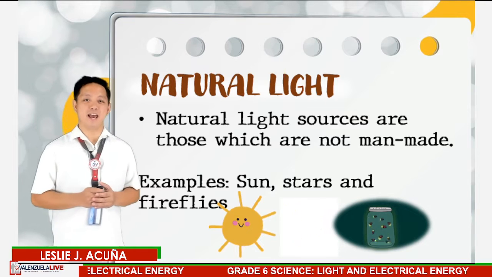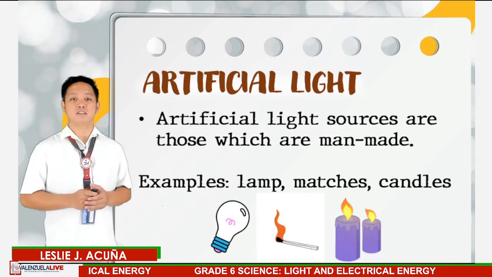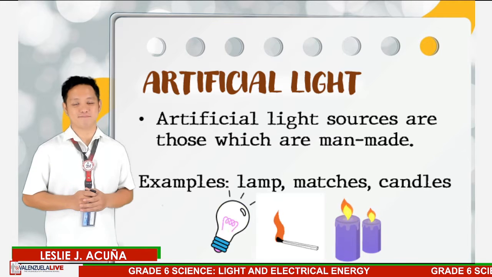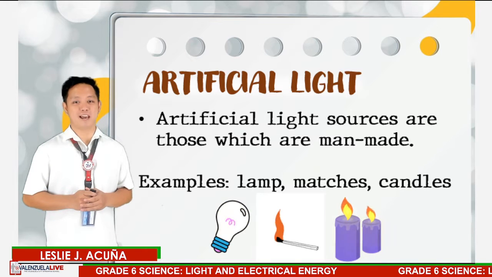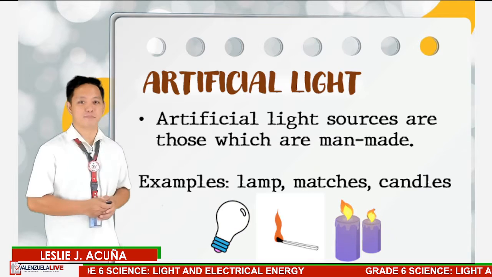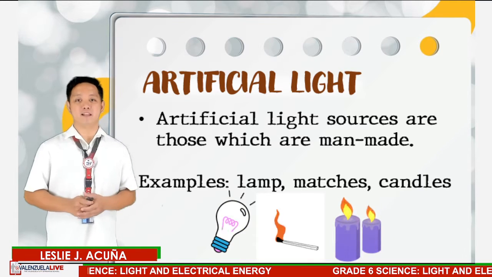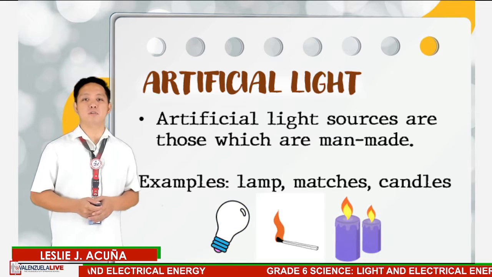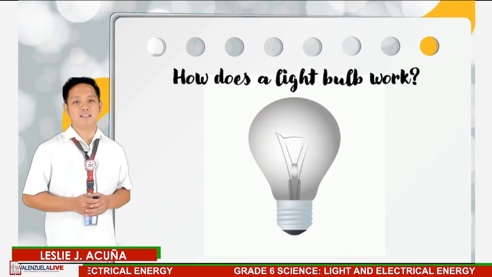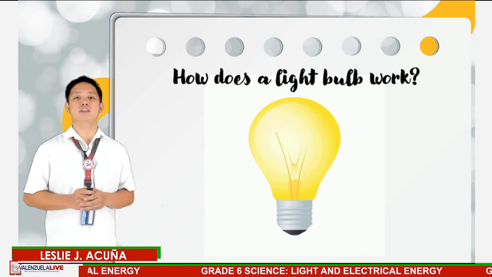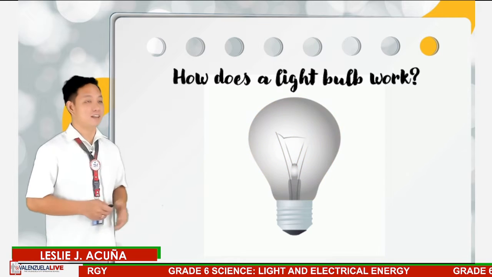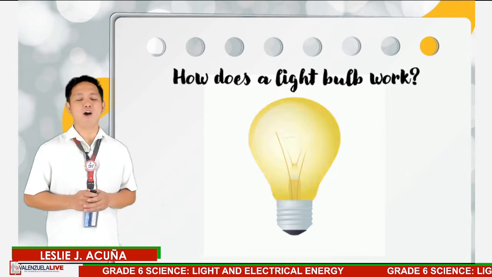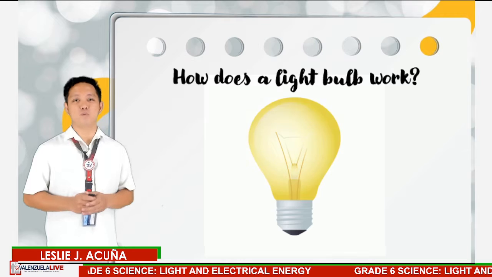While the artificial light sources are those which are man-made. Examples of artificial light are lamp, matches, and candles. One of the examples under the artificial light that we commonly see and use in home and in school is the light bulb. But do you have any idea how does a light bulb work?